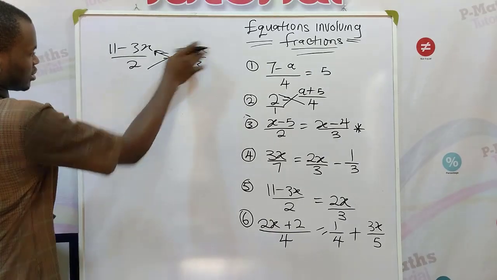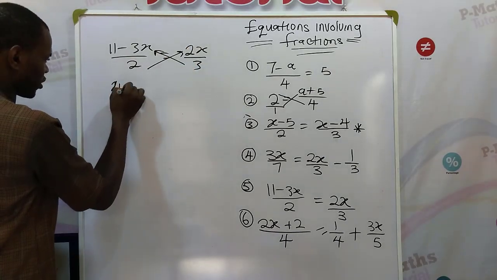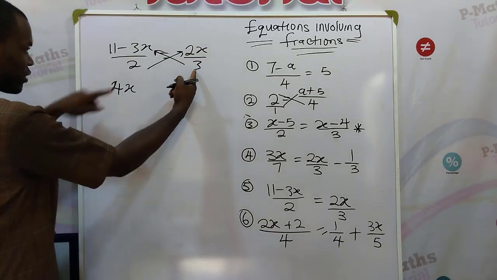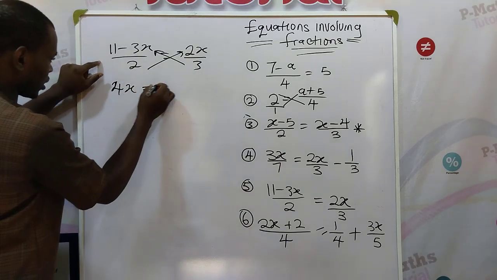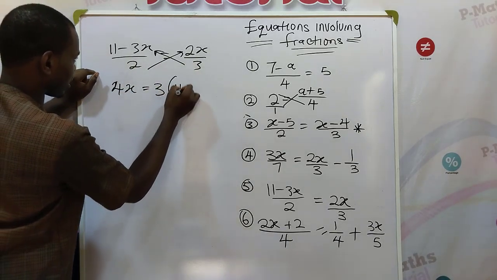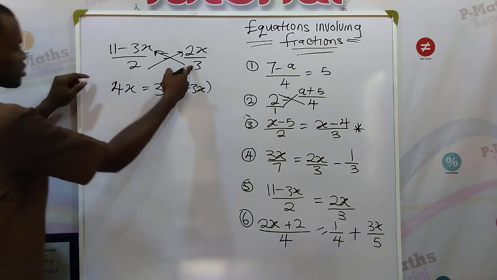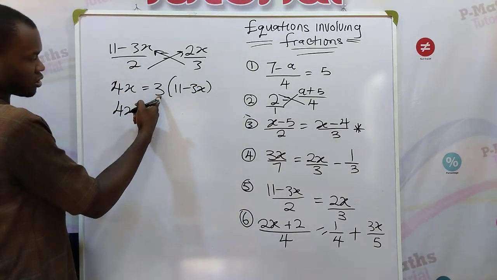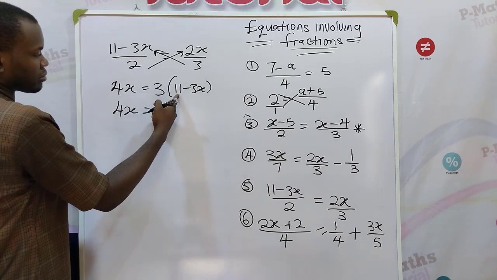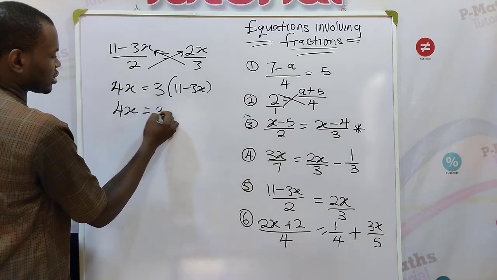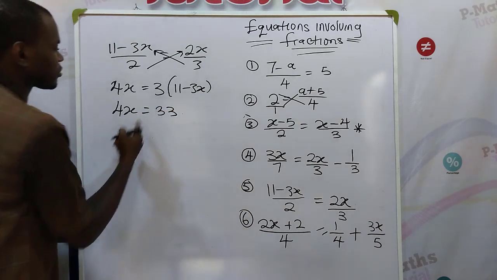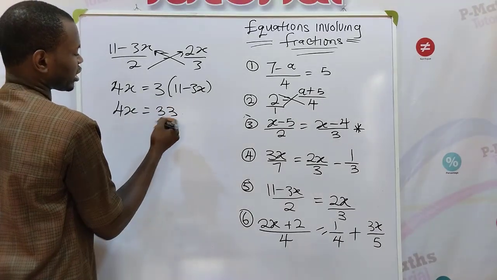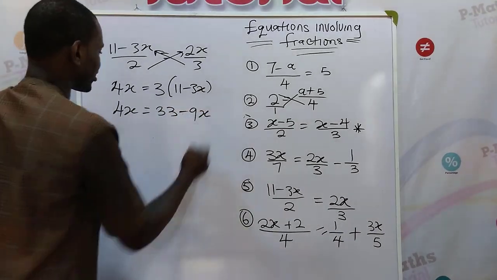2 multiplies here to give me 4x. That is 2 times 2x. Then 3 will multiply here. That is 3 multiplying 11 minus 3x. This guy is multiplying here. Now we have 4x equals, open the bracket. 3 times 11 should give us 33. Then 3 times minus 3x is minus 9x.